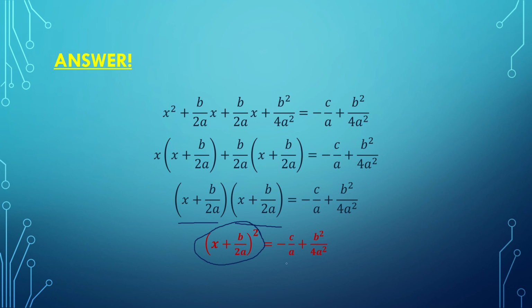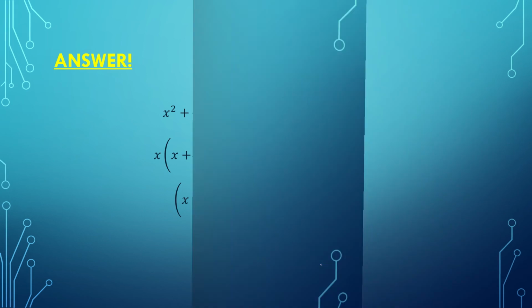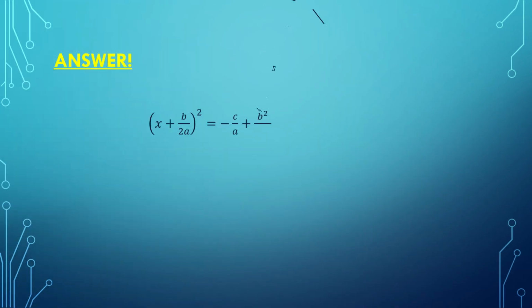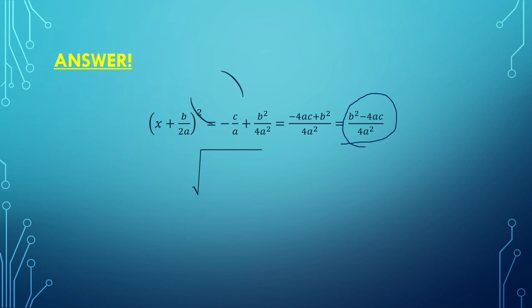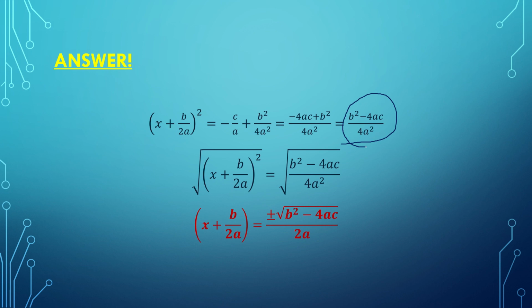But what we need to do now is to simplify also this, to have one fraction. So let's do that right away. We shall be able to have the following. In the right-hand side, we shall have this particular fraction. And in the next step, we shall be able to get the square roots on both sides. If you get the square root on both sides, you shall be able to sum up to this, whereby you shall have x plus b over 2a is equal to plus or minus.